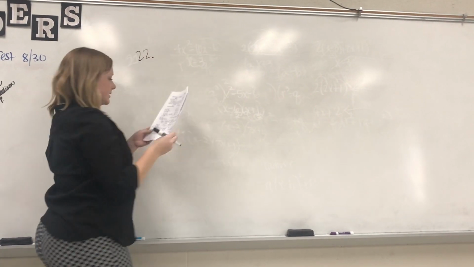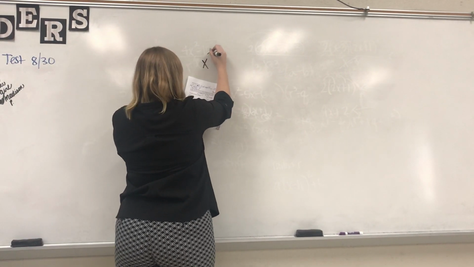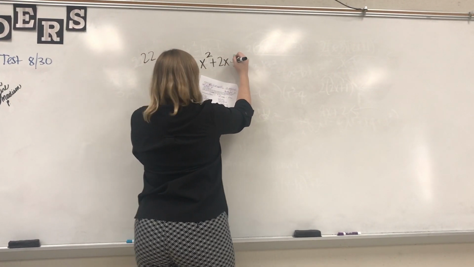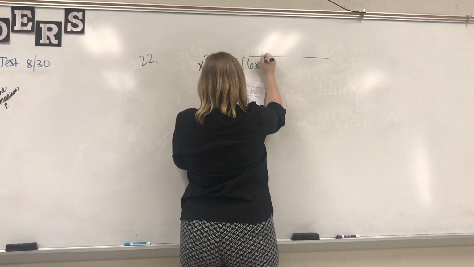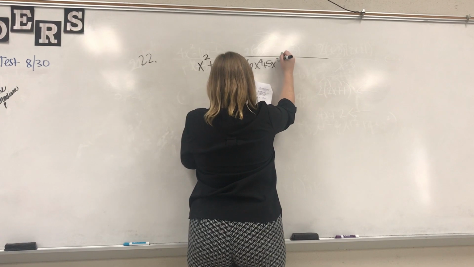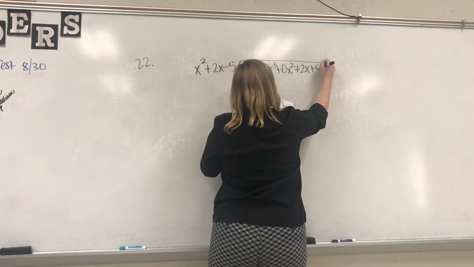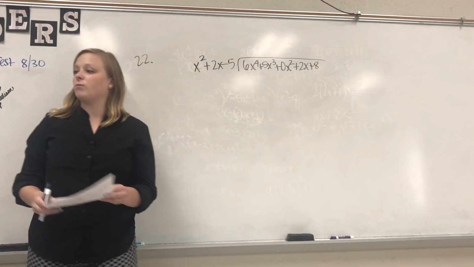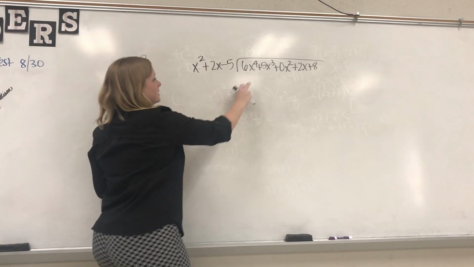Find each quotient. Remember, if I'm dividing by x squared, it has to be long division. So x squared plus 2x minus 5 dividing into 6x to the 4th plus 5x cubed. I don't have an x squared term, so I have to put a placeholder for it or I'm going to mess myself up. Don't forget about the placeholder. What multiplies x squared to get to 6x to the 4th?